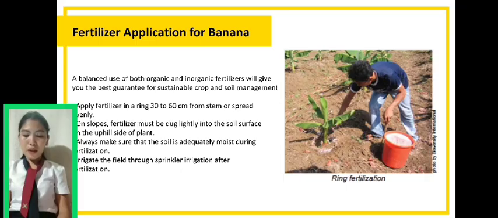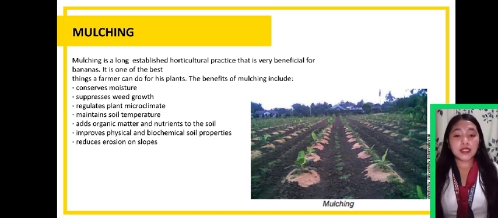Crucially, the soil must be adequately moist with sprinkler irrigation is recommended afterward. This method promotes even nutrient distribution and optimal plant growth while preventing soil erosion and runoff. Mulching is a long-established horticultural practice that is very beneficial for bananas.